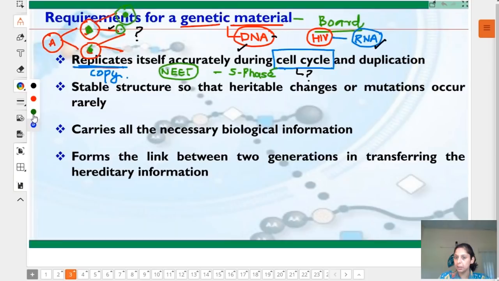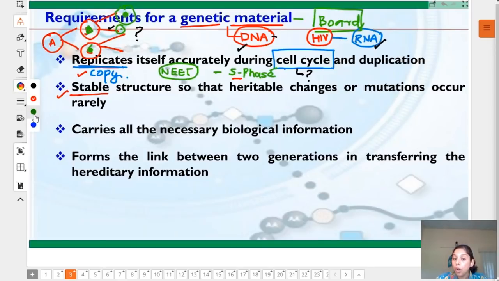So the requirements of genetic material can come in board exams, all these 4 points. So the first requirement is that the genetic material should be able to replicate itself. It should make a copy of itself so that it can give it to the next generation. In which stage does it make a copy of itself? The S phase. The genetic material should be stable. It should be very stable. It should not happen that when it is making a copy of itself, it becomes unstable. It is not giving the exact copy to the next generation. It is giving the wrong copy to the next generation. That should not happen. It should be very, very stable.